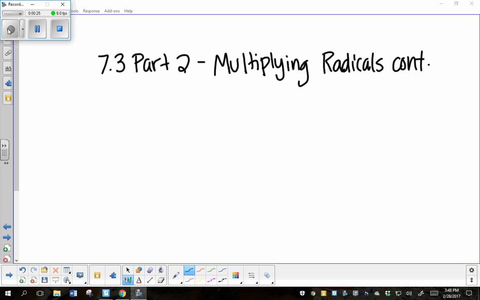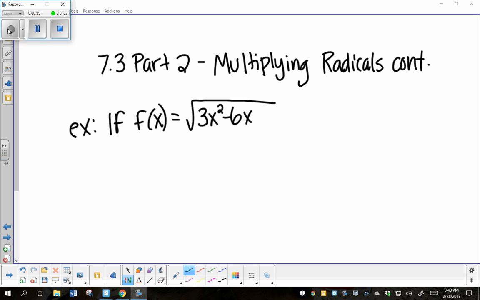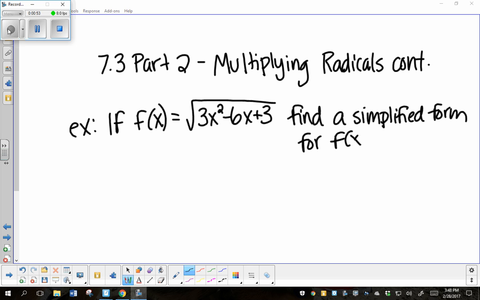And we're going to mainly just do a bunch of examples. So the first example we're going to do is I'm going to give you a function in function notation. So if f of x equals the square root of 3x squared minus 6x plus 3, what we want to do is find a simplified form for f of x. So pause if you need some more time to write that down.